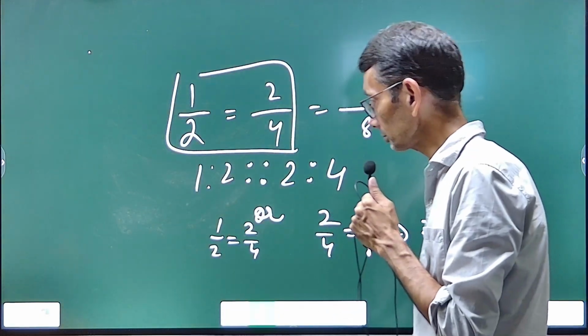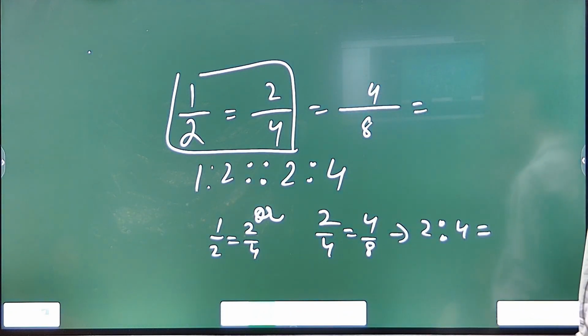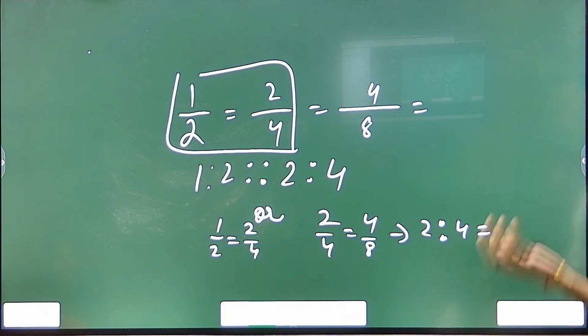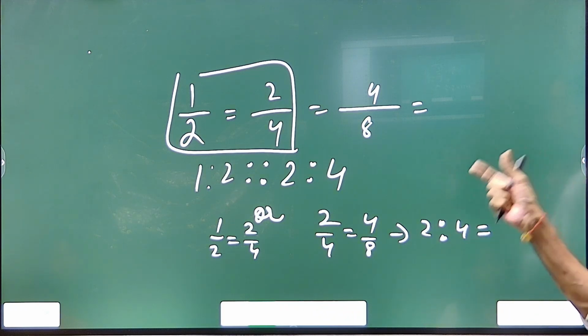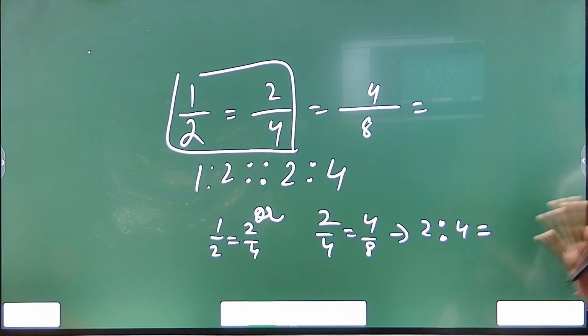Okay. So what is ratio? Ratio is a comparison between two similar quantities. And what is proportions? When two or more ratios are equal, then we call them they are in proportions. Ratios will be in proportion if they are equal. So this is a simple definition of ratio and proportion.